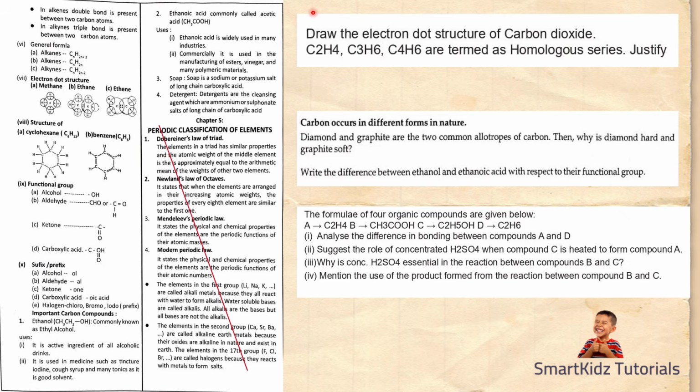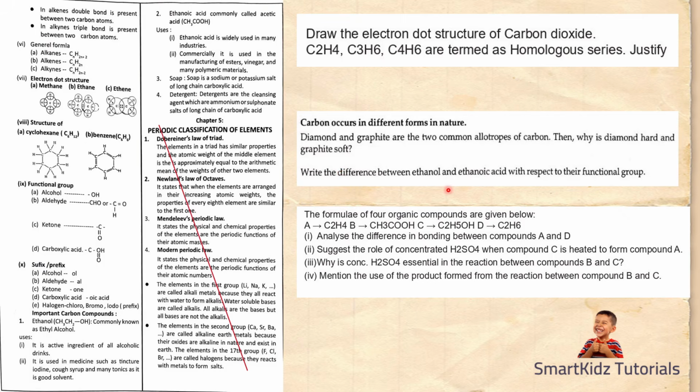Now coming to the type of questions that can come. You have: draw the electron dot structure of carbon dioxide. C2H4, C3H6, C4H6 are termed as a homologous series, so you need to justify why. Carbon occurs in different forms in nature. Diamond and graphite are two common allotropes of carbon. Then why is diamond hard and graphite soft? So these are certain questions that can come from this chapter.